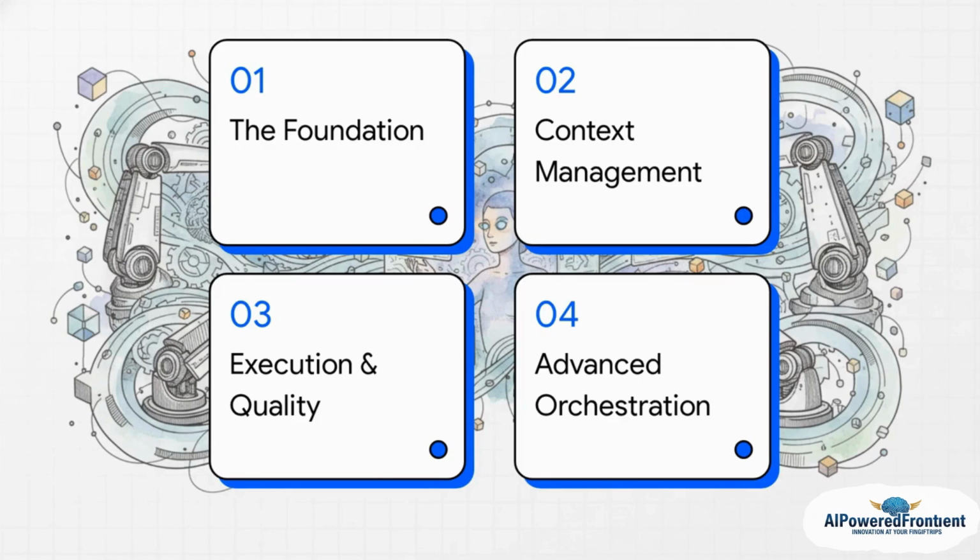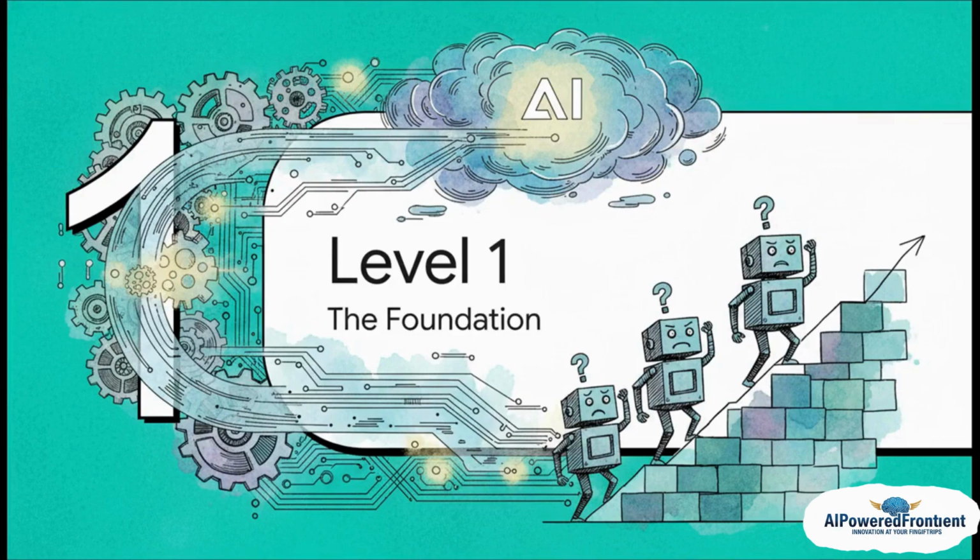Okay, let's dive right into this. Here is our roadmap for the explainer. We're grouping these workflows into 4 distinct levels of mastery. Level 1 is the foundation. Level 2 covers context management. Level 3 focuses on execution and quality. And finally, Level 4 gets into advanced orchestration. So let's kick things off right away with Level 1, the foundation.